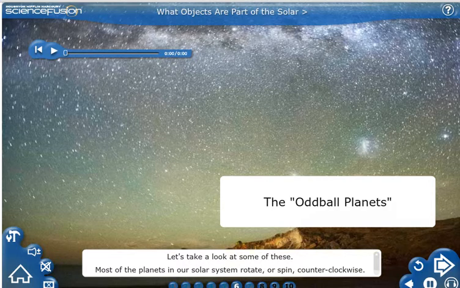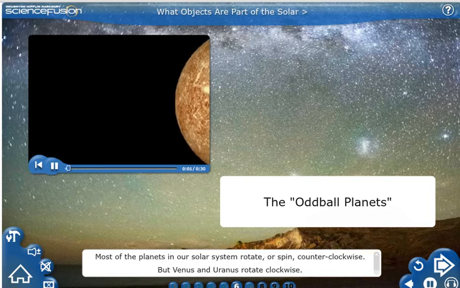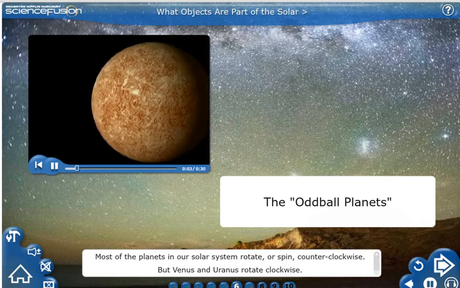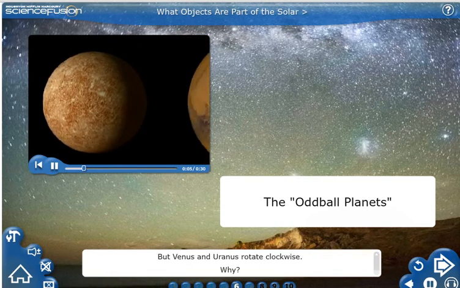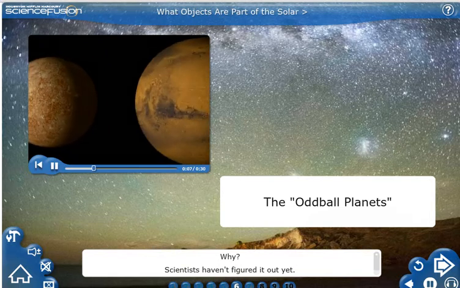Most of the planets in our solar system rotate, or spin, counterclockwise. But Venus and Uranus rotate clockwise. Why? Scientists haven't figured it out yet.